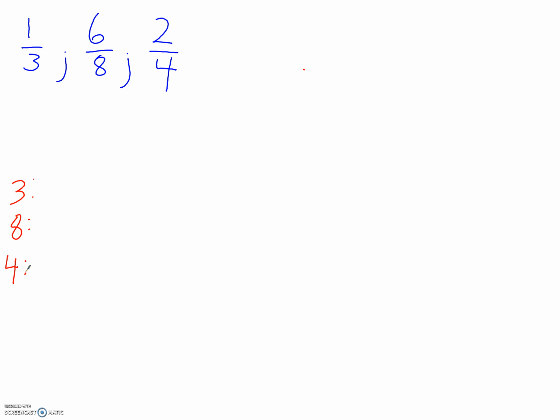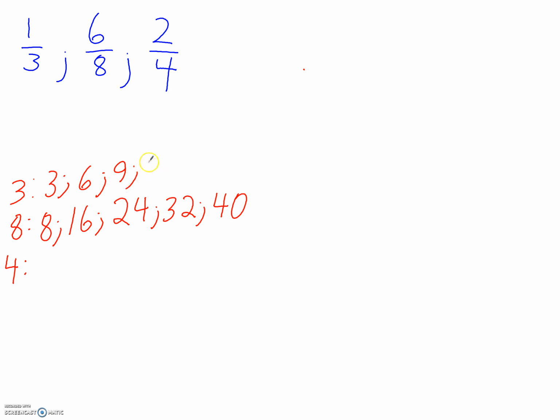So if we list just the first 5 multiples for 8, we're going to get 8, 16, 24, 32, and 40. Now, hopefully, most of the students out there are going to be able to know that this 24 right here is going to be a multiple for 3 and for 4. But if they started with 3 or 4 and they listed the first 5 multiples for them, we wouldn't hit 24. It would be 3, 6, 9, 12, and 15.